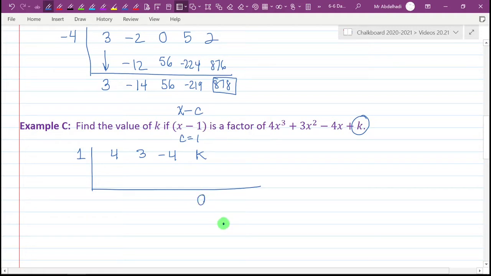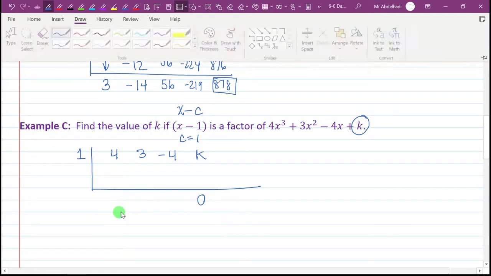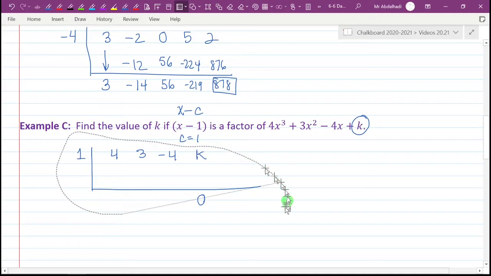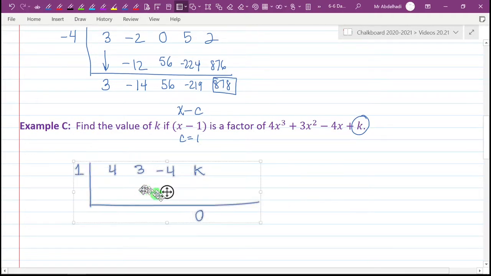A 0. Okay? So the question here is, if you do the synthetic division, what k would land you with a 0 here? Will give you the 0 you want here. So let's just go ahead and do the synthetic division and see what happens. What you do is you drop the first number as usual. This becomes a 4. This becomes a 7. 1 times 7 is 7. 7 minus 4 is 3. 1 times 3 is 3.